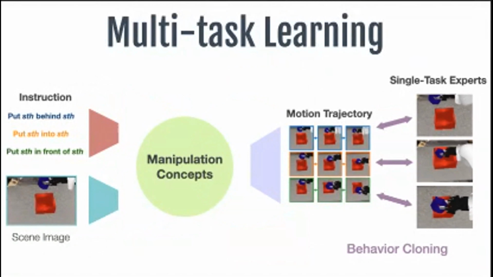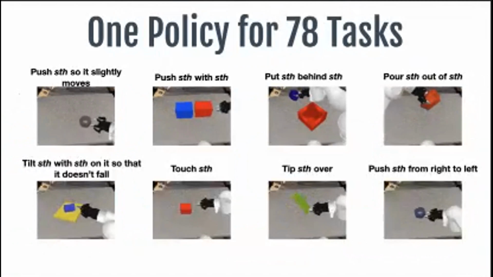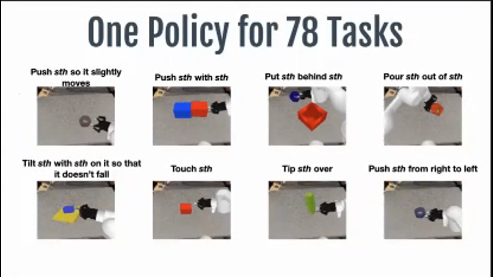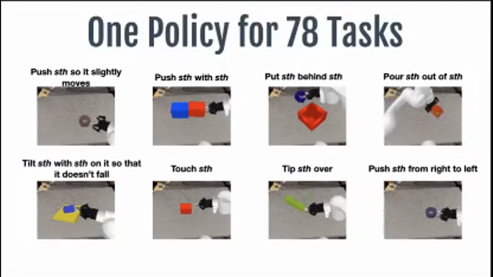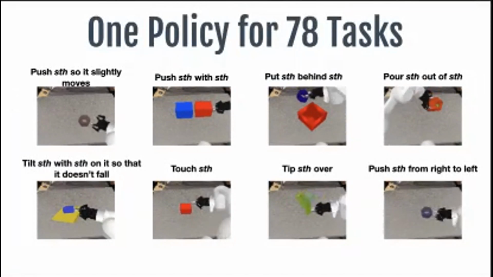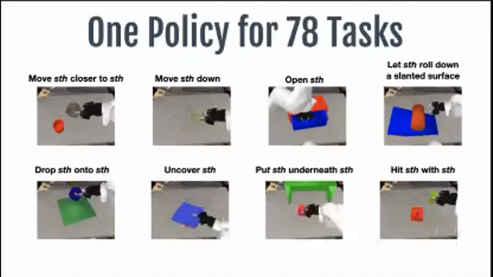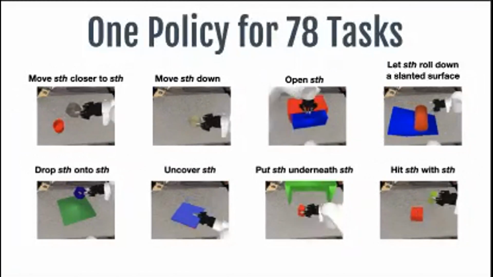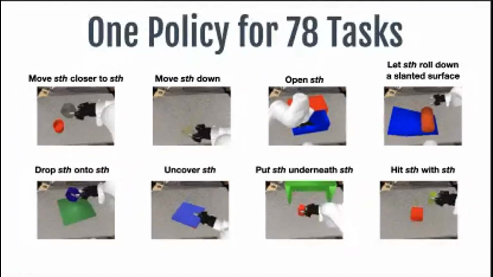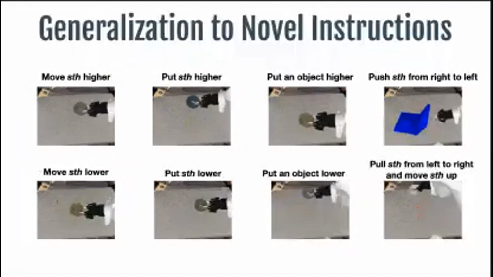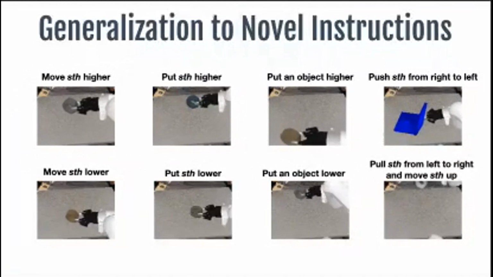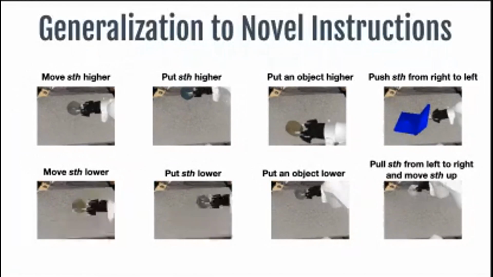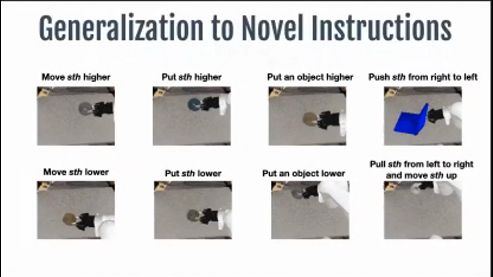So here are examples from this one multitask policy for 78 different tasks. And you see they're very diverse and very funny, and some of them work better than others, actually. And one interesting effect of this model is that we can generalize to novel tasks or natural language instructions that are similar to the ones we trained on.